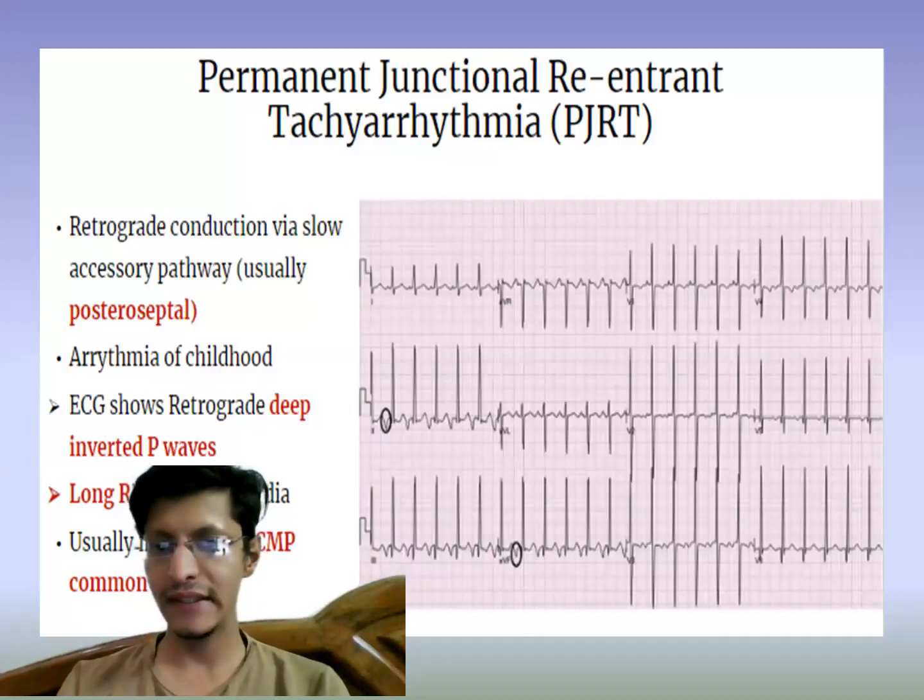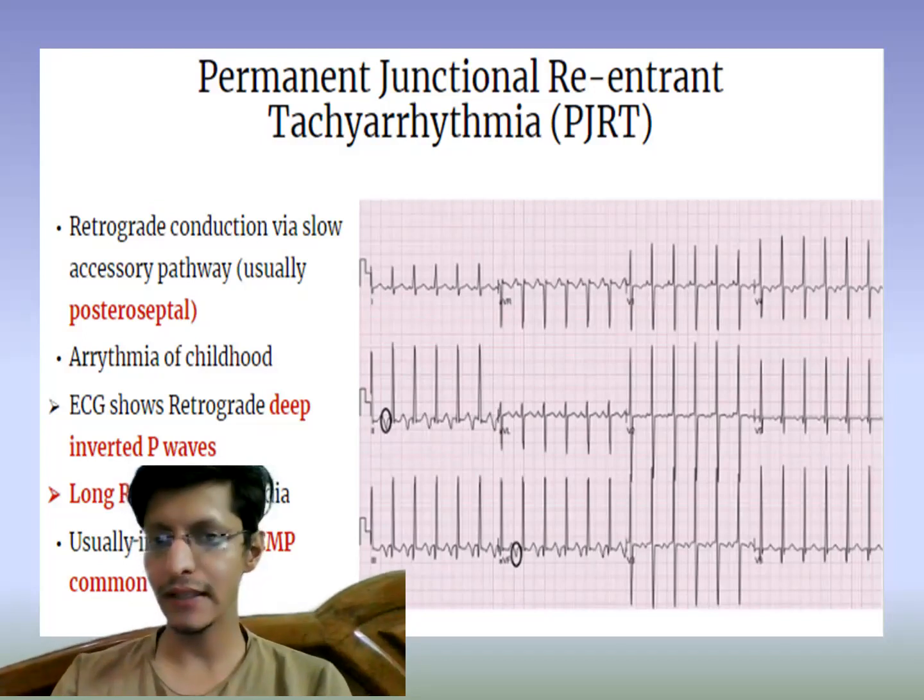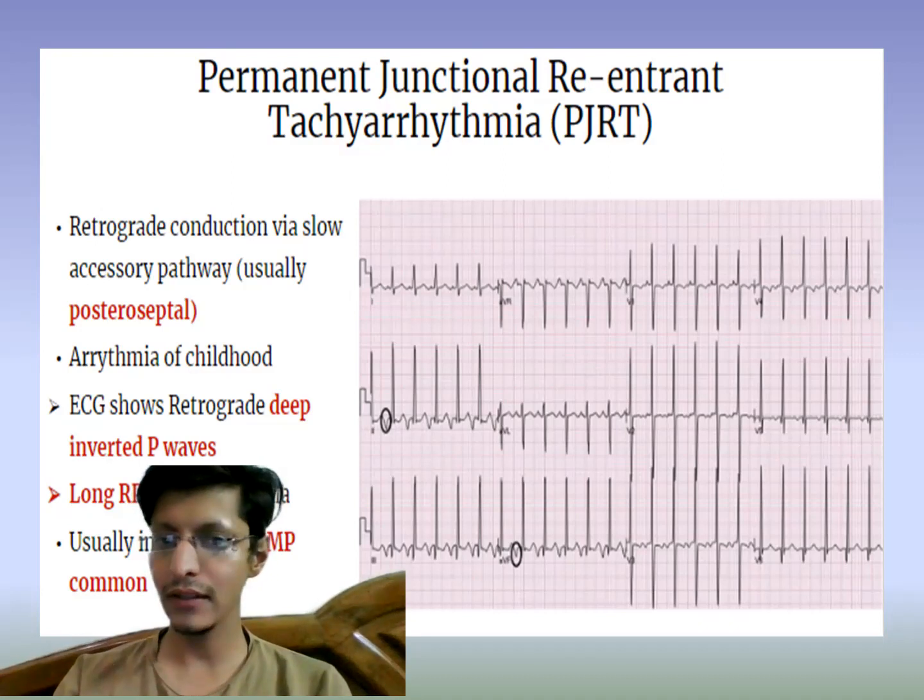Just focus on this ECG, what you can appreciate. First, you can appreciate a narrow complex tachycardia. There's a regular RR interval, fine. You can see an inverted P wave in 2, 3, and aVF, and they are very deep seated. So usually such an ECG is of permanent junctional reciprocating tachycardia, which is seen along with cardiomyopathy patients.